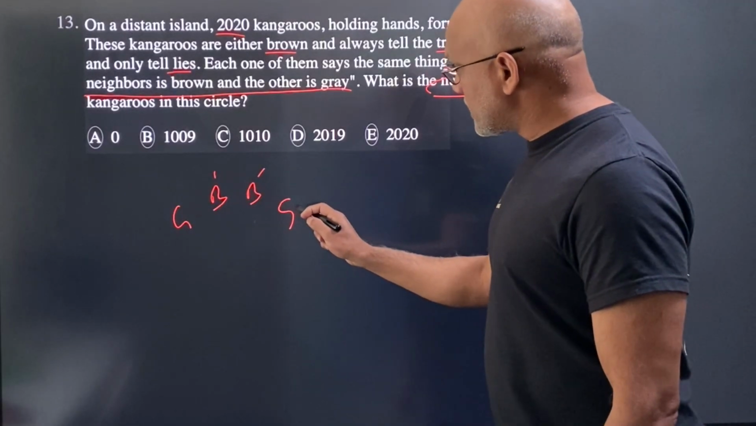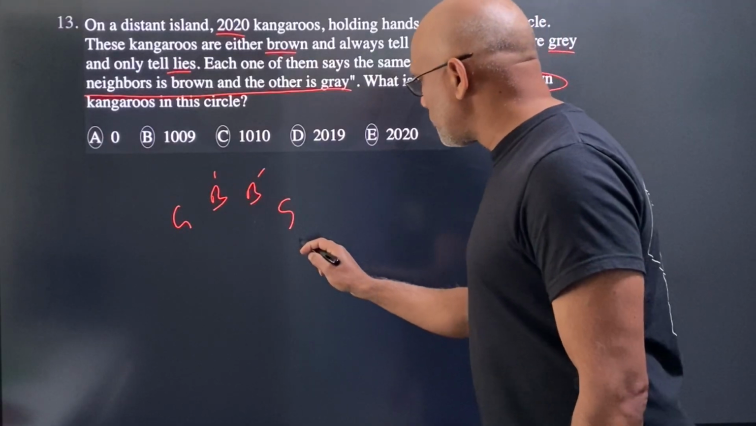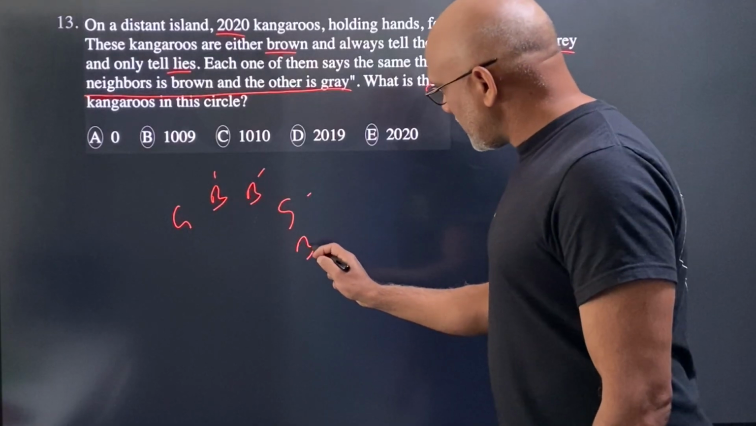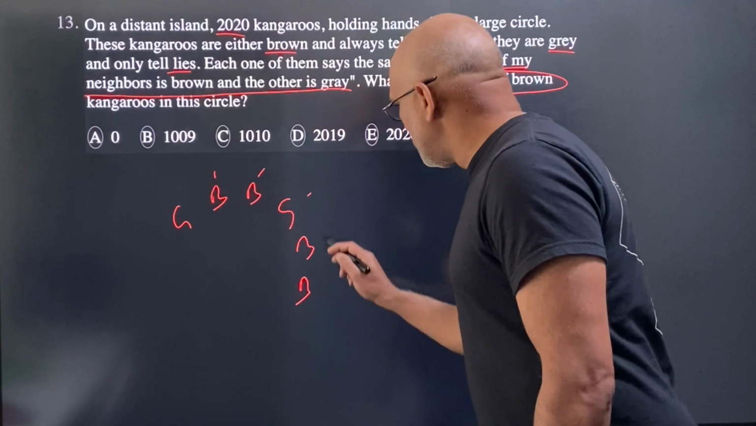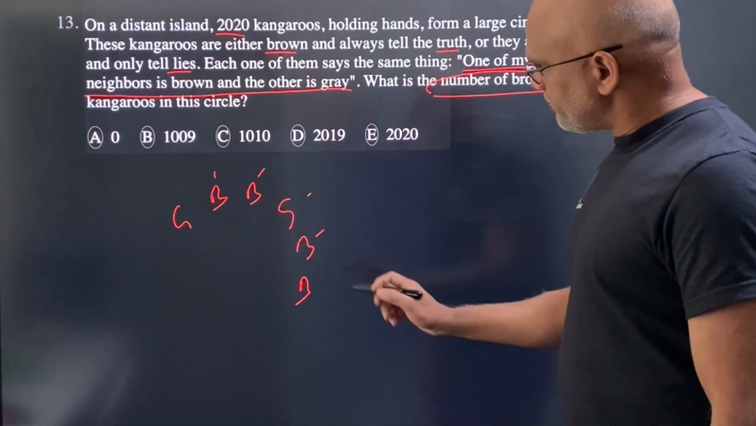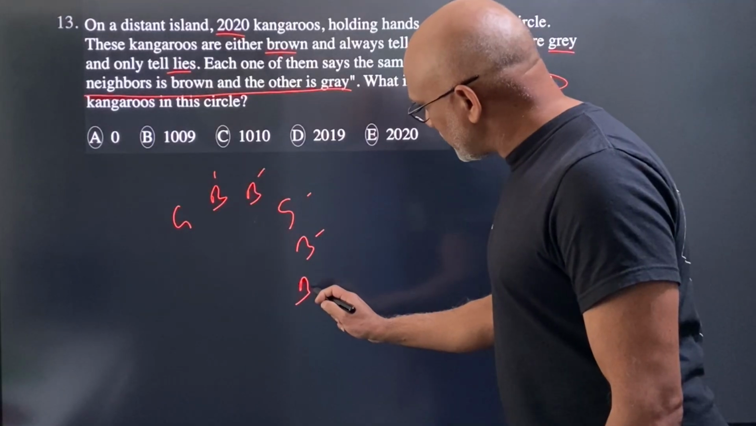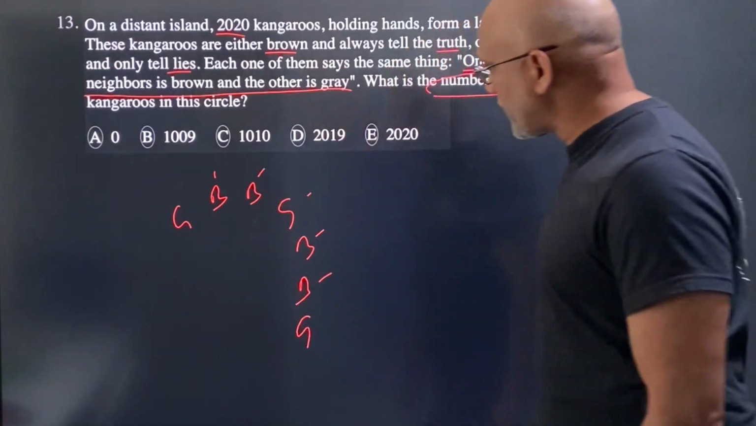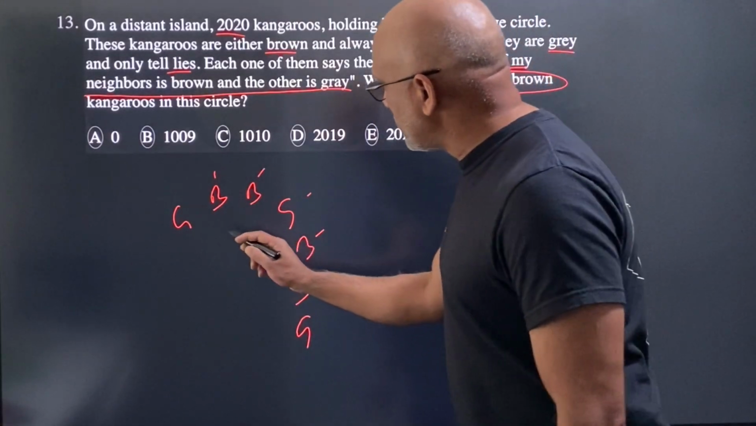This grey kangaroo is lying. So on one side there is a brown, the other side there cannot be a grey, it has to be a brown. This is taken care. This tells the truth. On one side there is a grey, so the other side there has to be a brown. This is taken care. Similarly, this is telling the truth. So on one side there is a brown, the other side there has to be a grey, so this is taken care. So on and so forth. So you can probably see the pattern here.